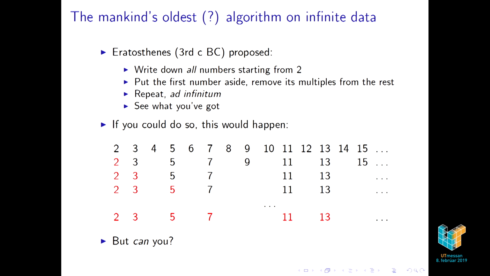He says, well, you start off by writing out all numbers, starting from 2. 2, 3, 4, 5, 6, 7, 8. Already that should take a long time because there are infinitely many numbers. So you're stuck on the first step. But then he goes on. He says, next you should do the following thing. Repeatedly, put the first number aside and remove its multiples from the rest. You should go through this infinite sequence of numbers, do some action, and then you should repeat this activity ad infinitum, infinitely many times, and then you see what you've got. And what you've got are all the prime numbers.